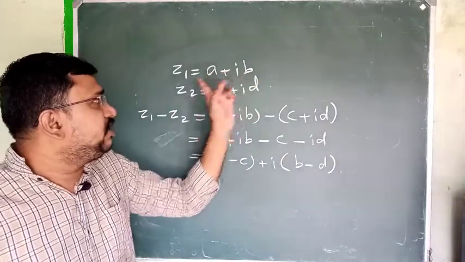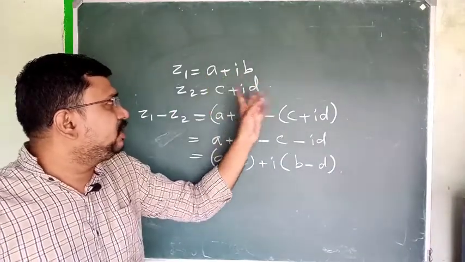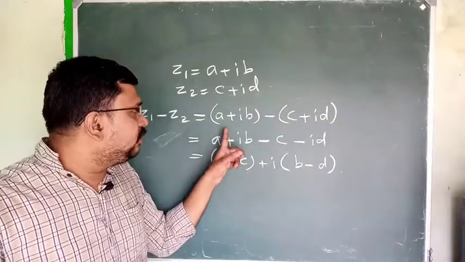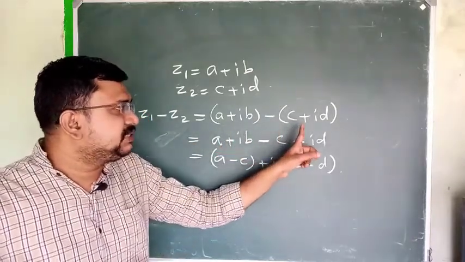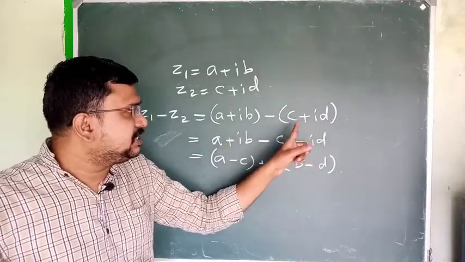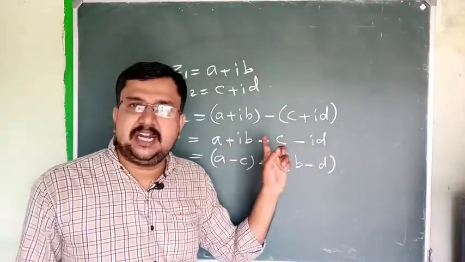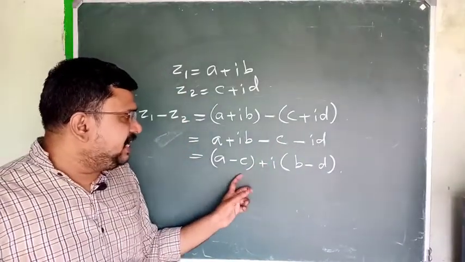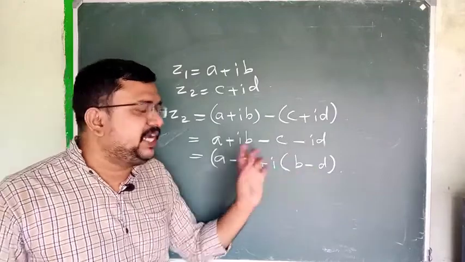First one is z1 equal to a plus ib, second is z2 equal to c plus id. Then z1 minus z2 is equal to a plus ib minus c plus id, that is equal to, here the minus sign applies to both terms inside the bracket. Then the answer is a minus c plus i into b minus d.